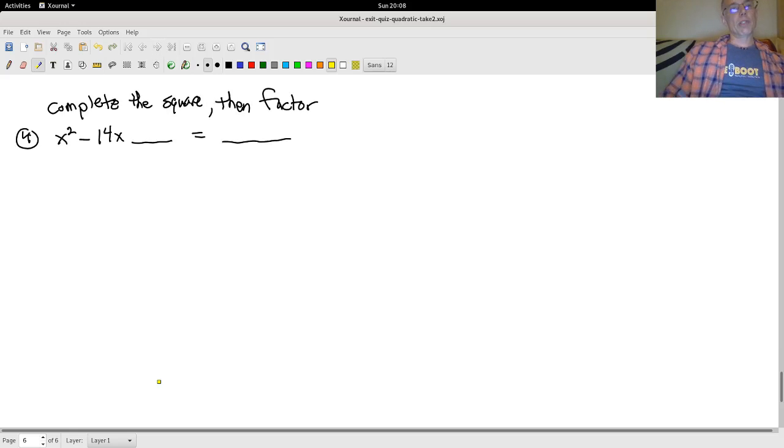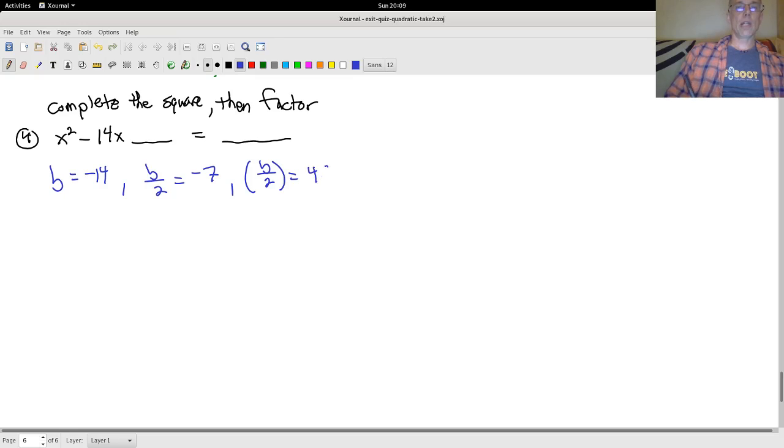All right, complete the square on x squared minus 14x. Okay, so to complete the square, we did that on the previous example. We look at the term by the x, and that term right there is a negative 14. So that's what I call b. Then I take that b and I cut it in half. So what's negative 14 over 2? Well, that would be negative 7. And then I take that negative 7 and I square it. So that would be positive 49. So that's the first magic number I use here.